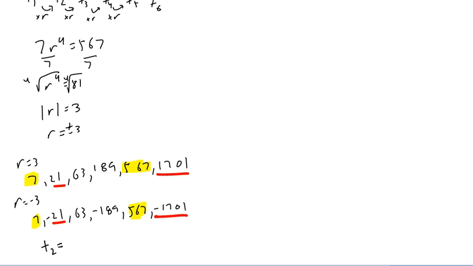So our T2 is going to equal positive or negative 21, and our T6 is going to equal positive or negative 1701. Notice if they would have asked us for T3, T3 has only one possibility. It's going to be 63, no matter what happens with r being positive or negative.